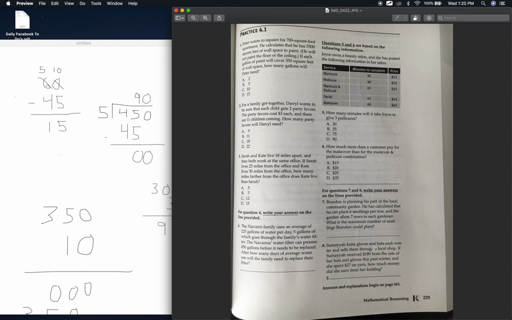Sumaya knits clothes and hats each winter and sells them through a local shop. If Sumaya receives $189 from the sale of her hats and gloves this past winter, and she spent $27 on yarn, how much money did she earn from her knitting?